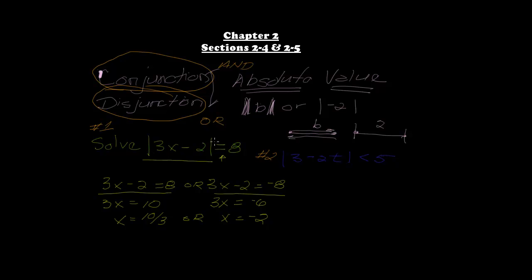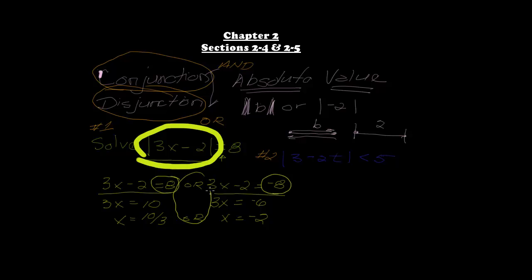Think about this again. Because this is an absolute value up here, it means that this can be or. It could be negative on the inside or positive, and we need to solve for each one of those. That's positive, that's negative. This equality becomes a disjunction.